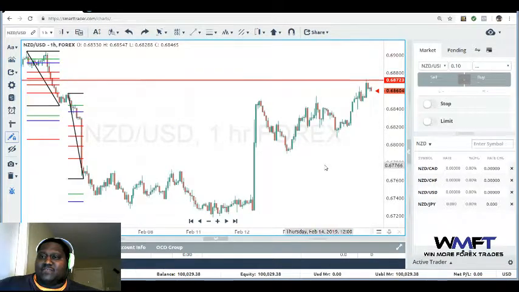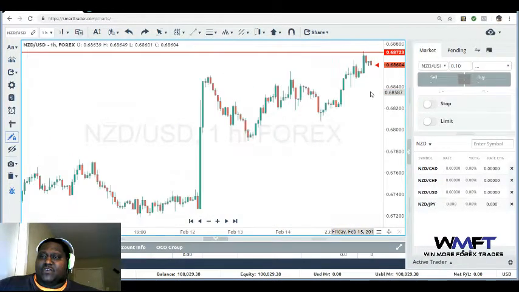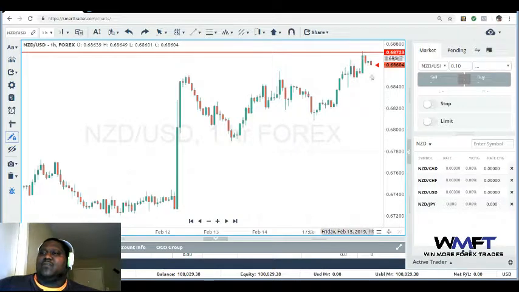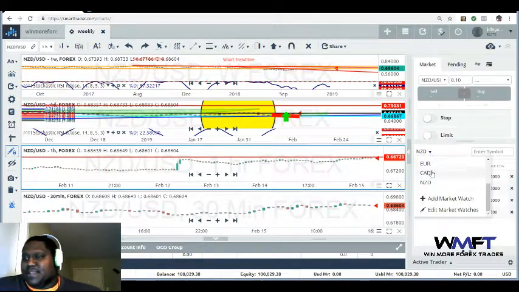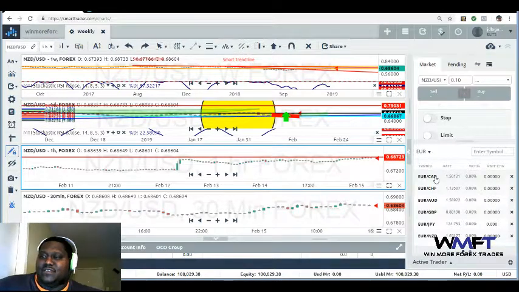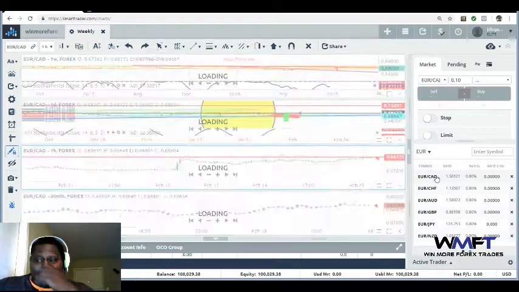If you want to buy this market, wait for the market to retrace a little bit so you can have your low price, and then bring in your counter trend line. Wait for the market to break that counter trend line bullish, and start buying the market again. So with that being said, let's get into this EURCAD.